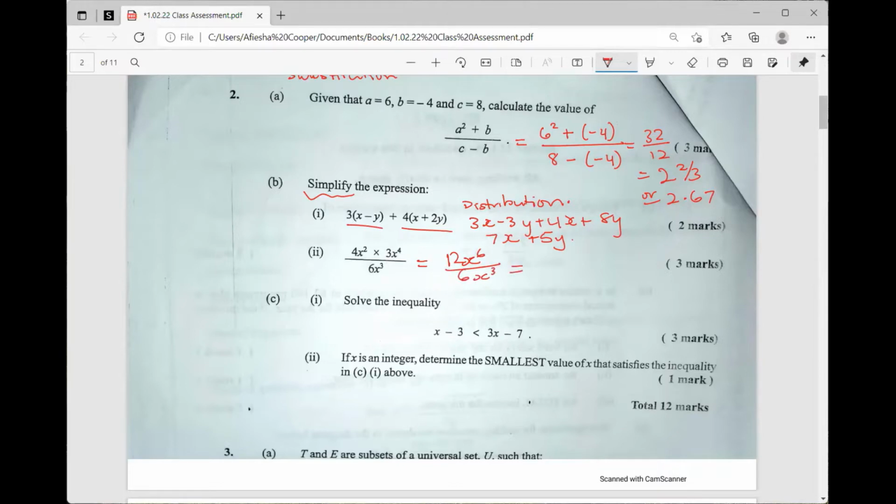We know we can divide 12 by 6, which is 2. And we know when we are dividing variables, we subtract the powers. So that will be x to the power of 3. So everything I'm doing, I'm talking myself through it, remembering the rules.